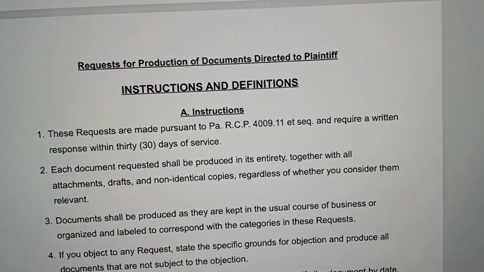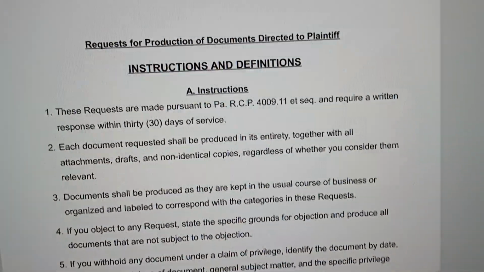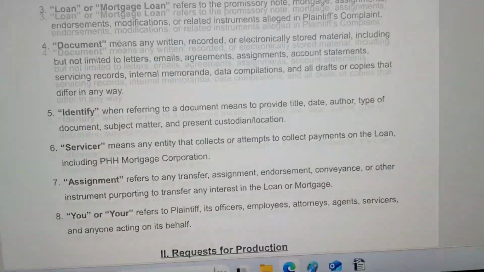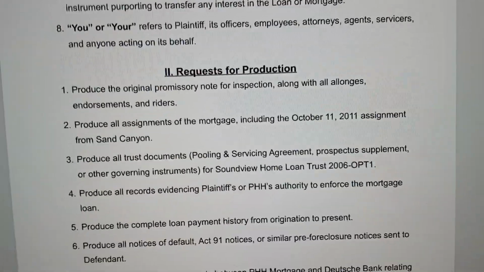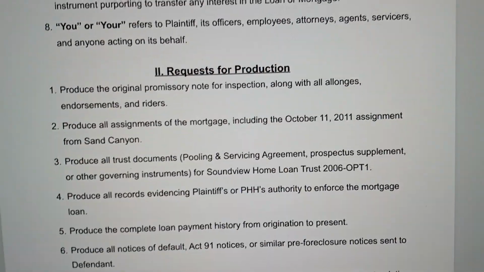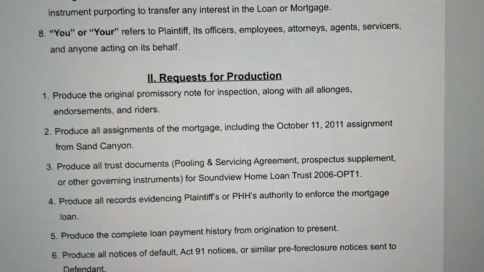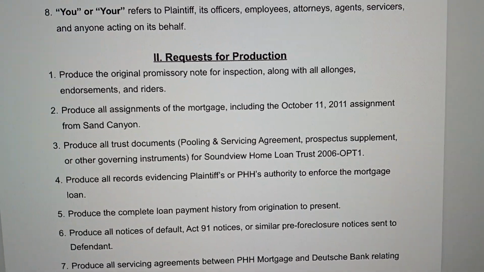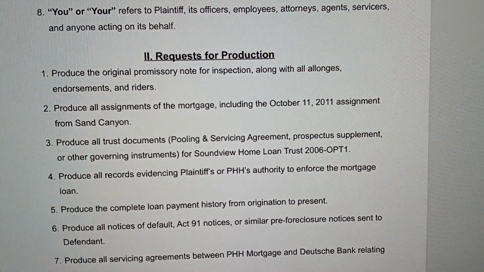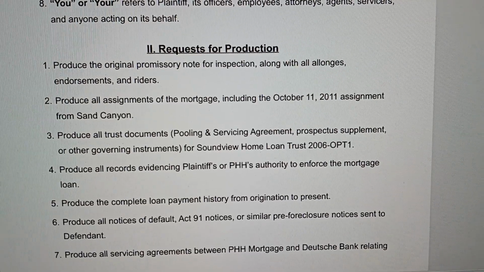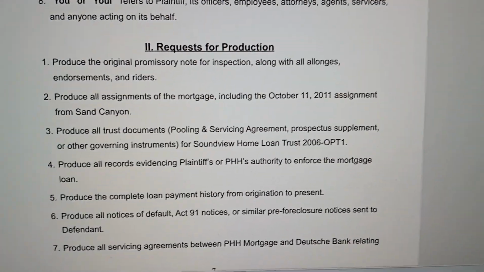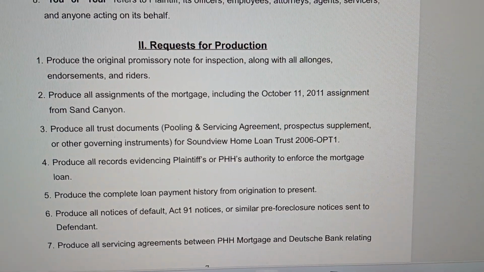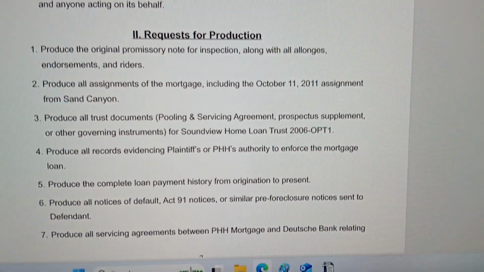Next section is request for production of documents. And again, we have instructions and definitions, just like before. Same thing. You want to do this for each thing. Request for production. And again, these are things you're asking them to give you. Produce the original promissory note for inspection, along with all allonges, endorsements, and riders. Produce all assignments of the mortgage, including the October 11, 2011 assignment from Sand Canyon. Produce all trust documents, the pooling and servicing agreement, prospectus supplement, and other governing instruments for Soundview Home Loan Trust.